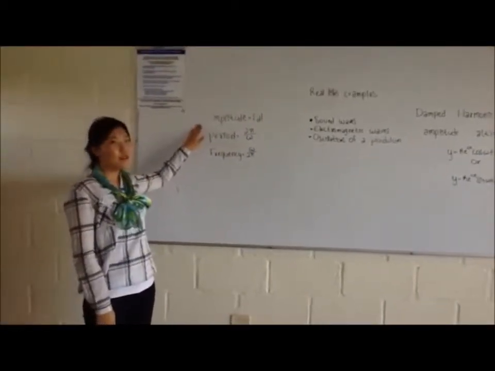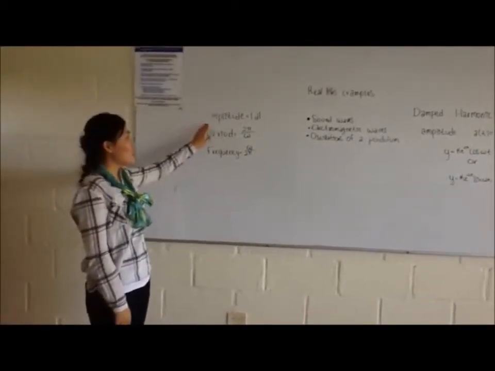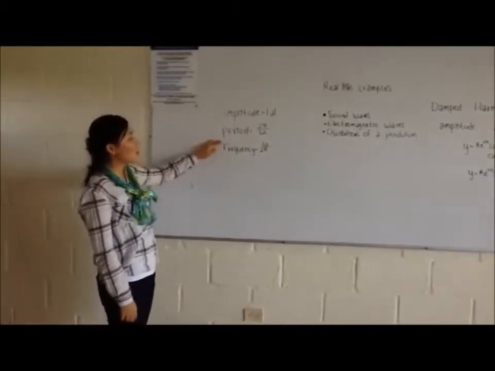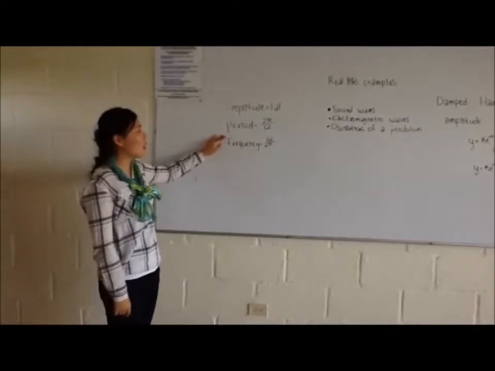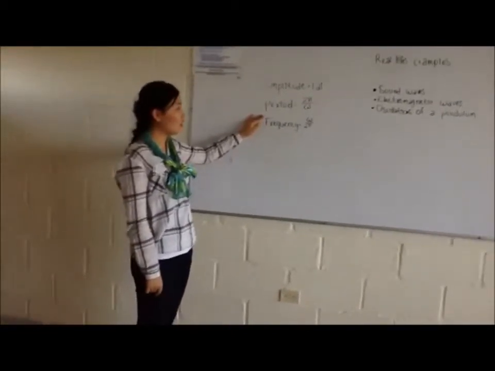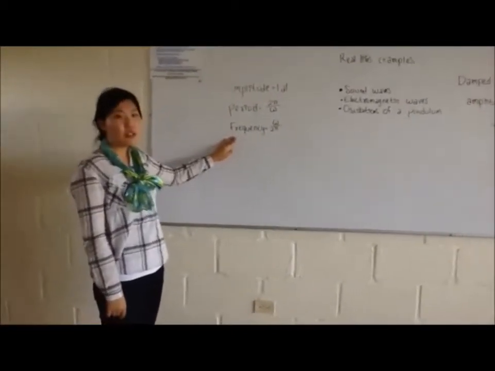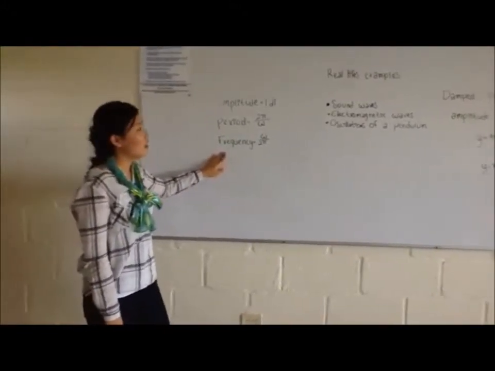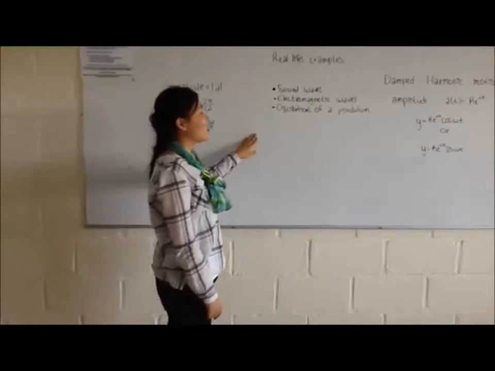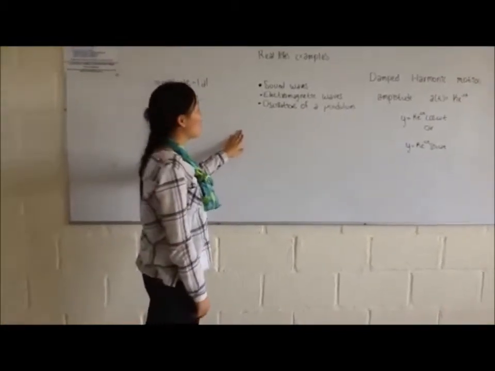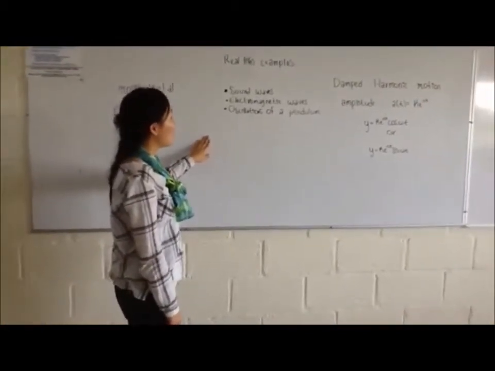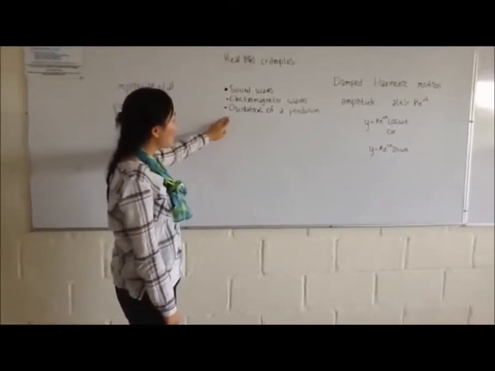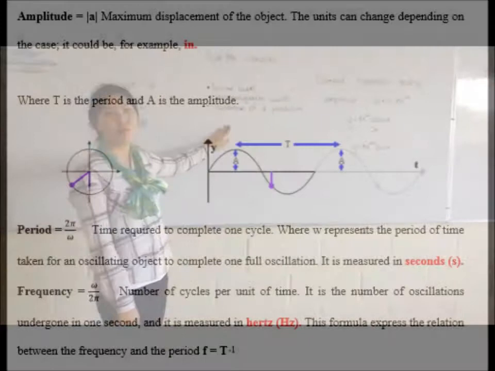Amplitude is the distance from an equilibrium axis to the highest or lowest point. Period is the time required to complete one cycle. Frequency is the number of cycles per unit of time. By using simple harmonic motion, we can analyze the behavior of sound waves, electromagnetic waves, and oscillations of a pendulum.